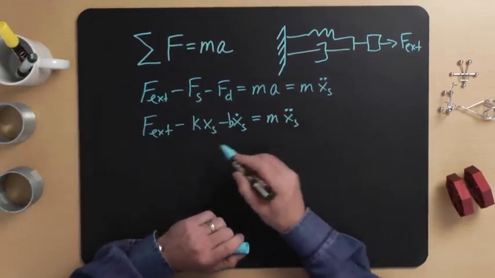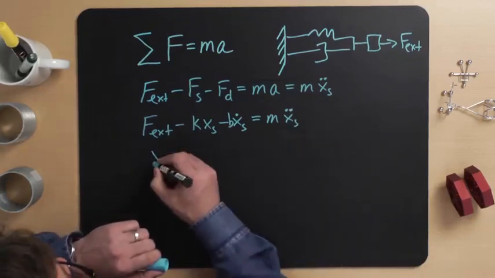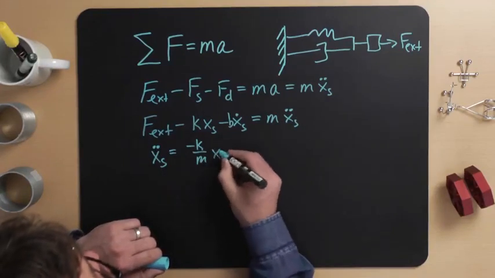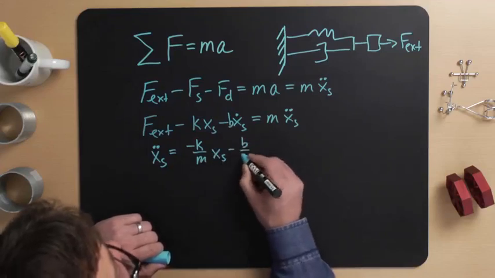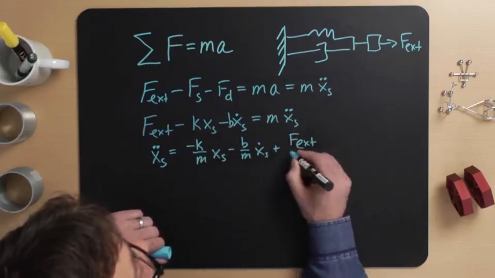And now notice that x sub s shows up everywhere in this equation. Now if we solve for x sub s double dot, we get x sub s double dot is equal to minus k over m x sub s minus b over m x sub s dot plus f external over m. This is a linear constant coefficient second order ordinary differential equation in the position of the spring x sub s. We know that we need a first order ordinary differential equation if we are going to use Euler integration from Lecture 4 and the analytic solutions from Lecture 5. So we need to convert this system to a first order ODE.